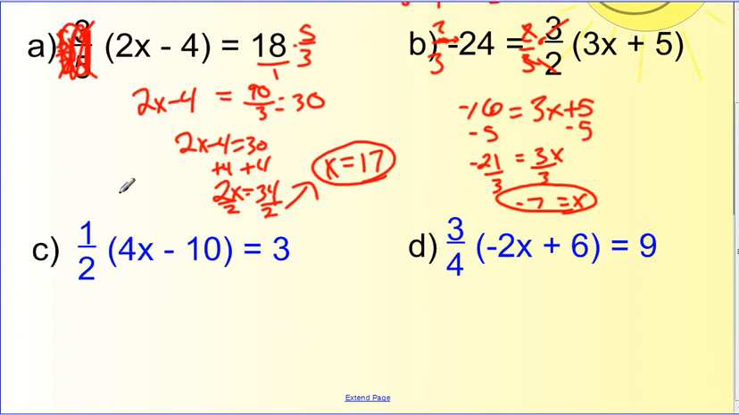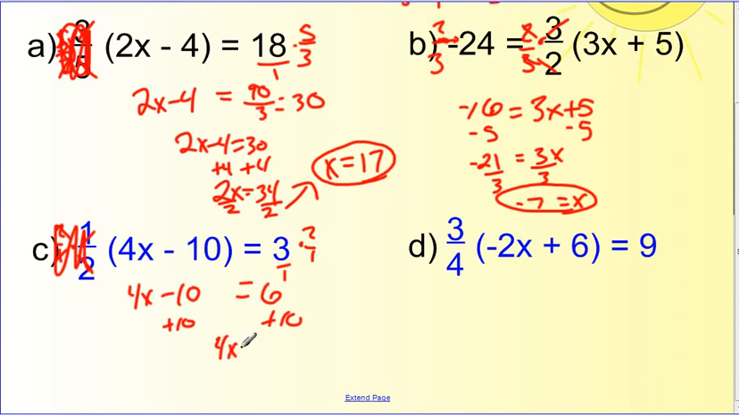Alright, let's see what we got. I'm going to times by 2 over 1 times by 2 over 1. Cancel, cancel, cancel, cancel. It's all gone. So I get 4x minus 10 equals 3 times 2 over 1. Well, that's going to be a 6 over 1, which is just 6. Multiply the tops, multiply the bottoms. I'm going to then add 10, add 10. We get 4x equals 16, divide by 4, divide by 4, x equals 4.